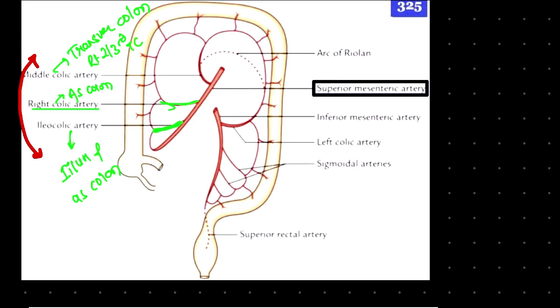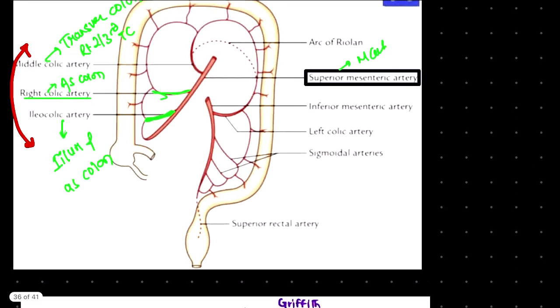Because we said that the superior mesenteric artery will supply the midgut, and the right 2/3 of the transverse colon will fall under the midgut, and the distal part of the transverse colon will fall under the hindgut. We know the hindgut is supplied by the inferior mesenteric artery. Now moving further, what we have is the inferior mesenteric artery, which is supplying the region of hindgut, right?